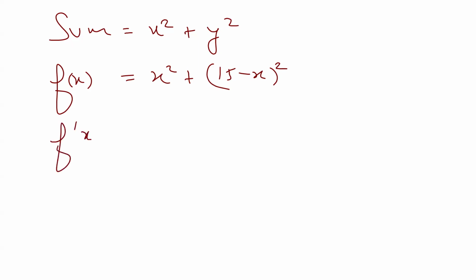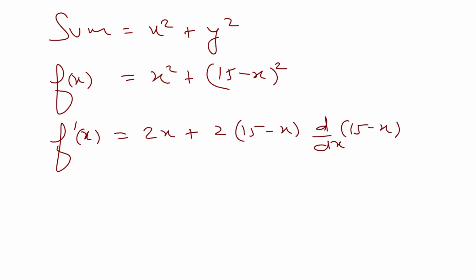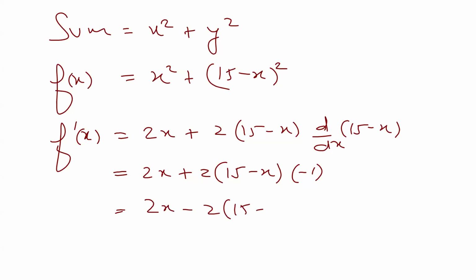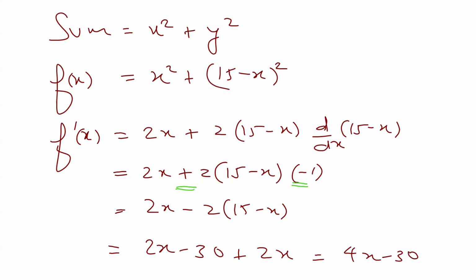I'll directly differentiate it. f dash x is equal to 2x plus 2 into 15 minus x into d by dx of 15 minus x. So 2x plus 2 into 15 minus x into minus 1. So 2x minus 2 into 15 minus x. Now we can simplify this further. 2x minus 30 plus 2x, that is 4x minus 30. This is f dash x.